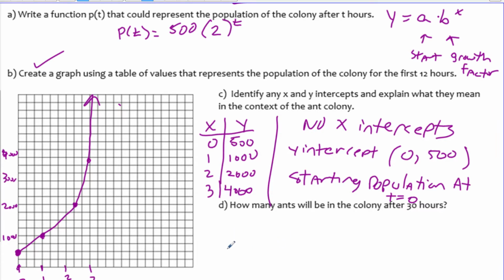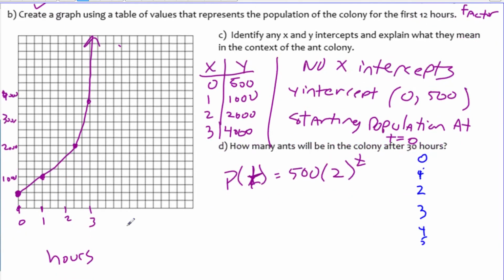Okay, so again, we have this idea that I'm going to use my function, p of x equals 500 times 2 to the t. Okay? And I need to plug in a value here that represents 30 hours, and I'm increasing by 4s. So again, let's be careful. So we know that it's going to go times 0, then time 1, 2, 3, 4, 5. Let's see what this does.